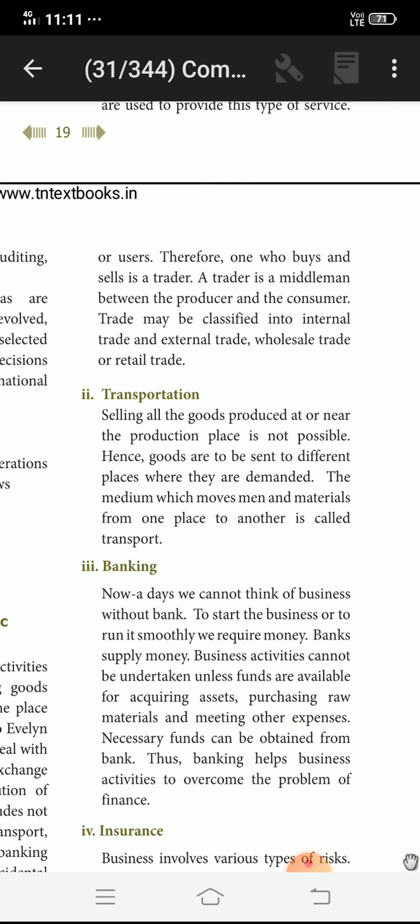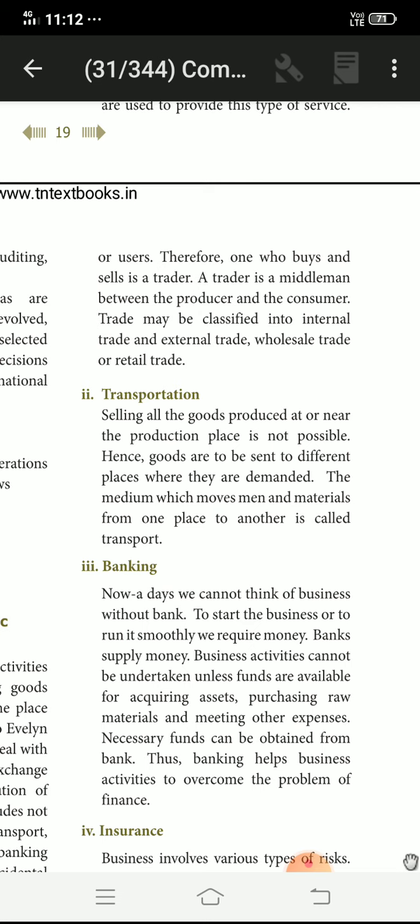These middlemen may be of different varieties, and the main categories are wholesalers and retailers. What do the wholesalers do? They purchase goods from the manufacturers or producers in large, bulk quantities, and sell those goods to the retailers in small quantities. And what do the retailers do? The retailers buy in small quantities from the wholesaler and sell to the ultimate consumers or customers.